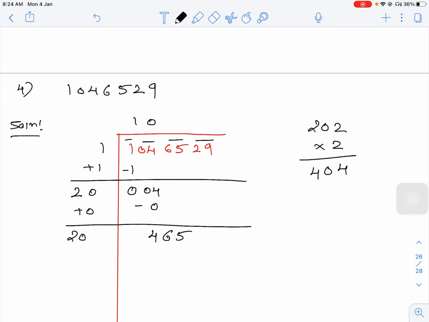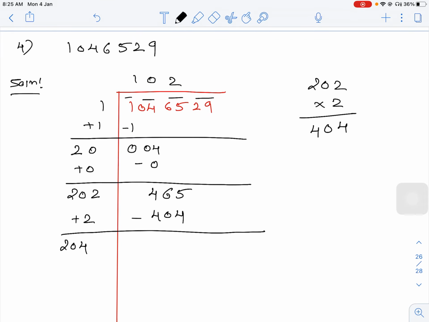Okay, so what we will write here, 202 twos are 404. Okay, now we have multiplied it by 2, so we will add here by 2, so now we will get 204, and here subtract it. Okay, so now 5 minus 4, 1, 6 minus 0, 6, and 4 minus 4, 0. Now we will bring this 29 over here. Okay, now we know that this number is a perfect square number, so there is one hint for us. Okay, how to get the final step.